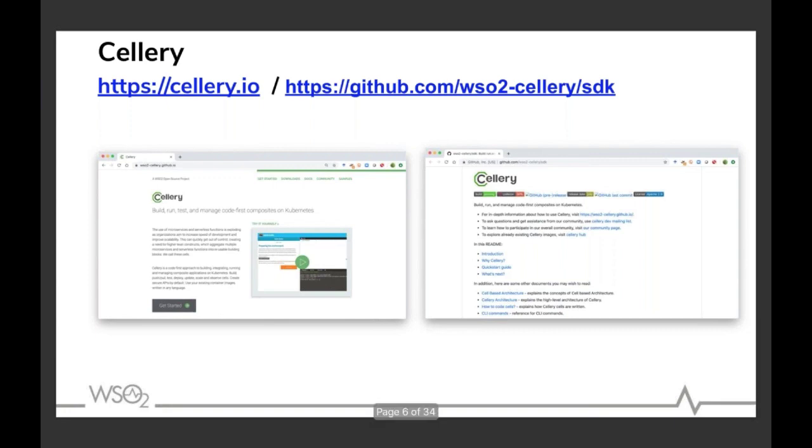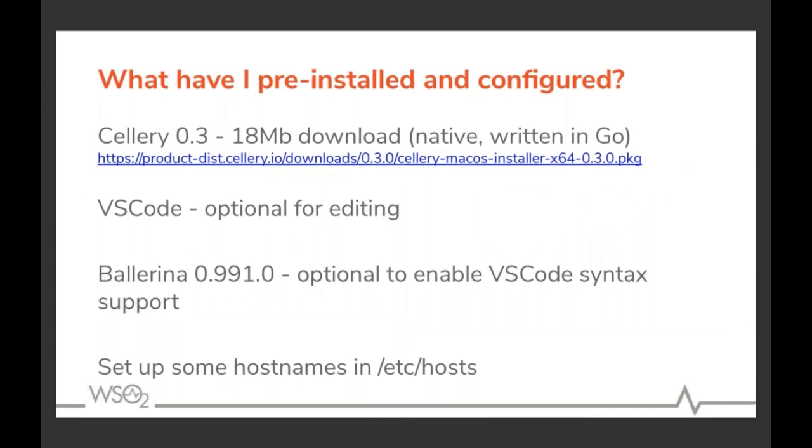So what have I pre-installed and configured? I've installed the Cellery 0.3 runtime on my machine. It's a pretty small download, 18 meg. It requires you to have Docker, and it also requires access to a Kubernetes cluster. That could be running locally in VirtualBox, so if you have VirtualBox, you can install it locally, or you can have an existing Kubernetes cluster, or if you have Google Cloud, you can put your credentials in a place where Cellery can access them and then it can install there. I'm also using Visual Studio Code for editing.